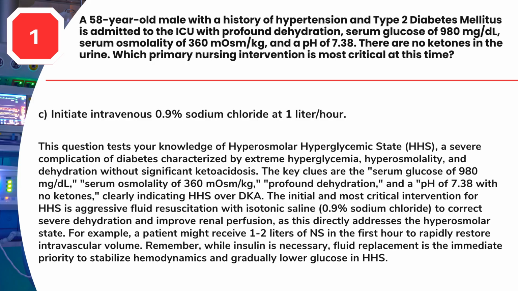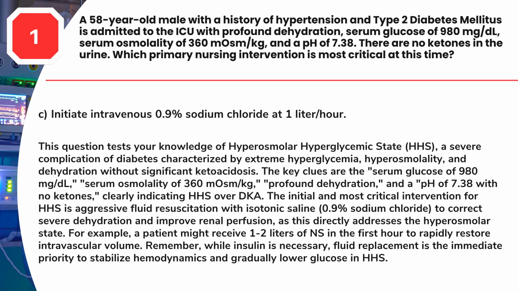This question tests your knowledge of hyperosmolar hyperglycemic state, HHS, a severe complication of diabetes characterized by extreme hyperglycemia, hyperosmolality, and dehydration without significant ketoacidosis. The key clues are the serum glucose of 980 mg per deciliter, serum osmolality of 360 mosm/kg, profound dehydration, and a pH of 7.38 with no ketones, clearly indicating HHS over DKA.